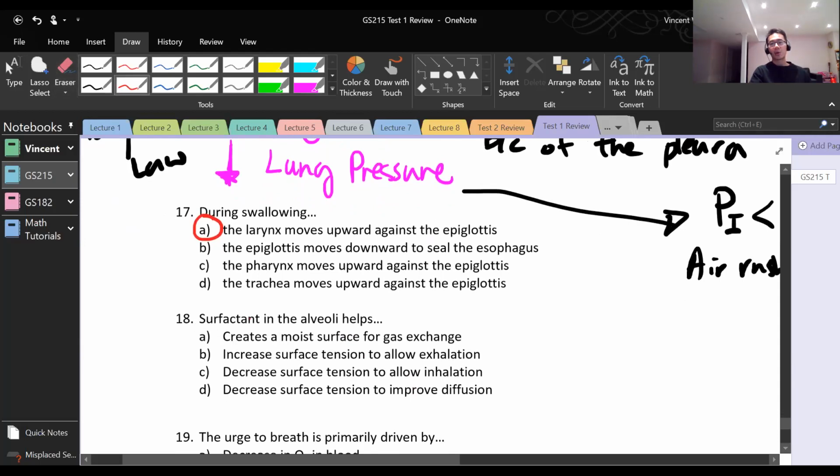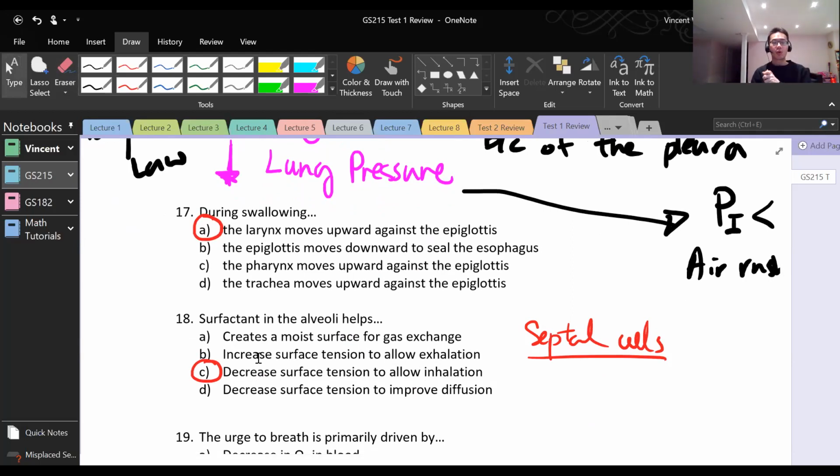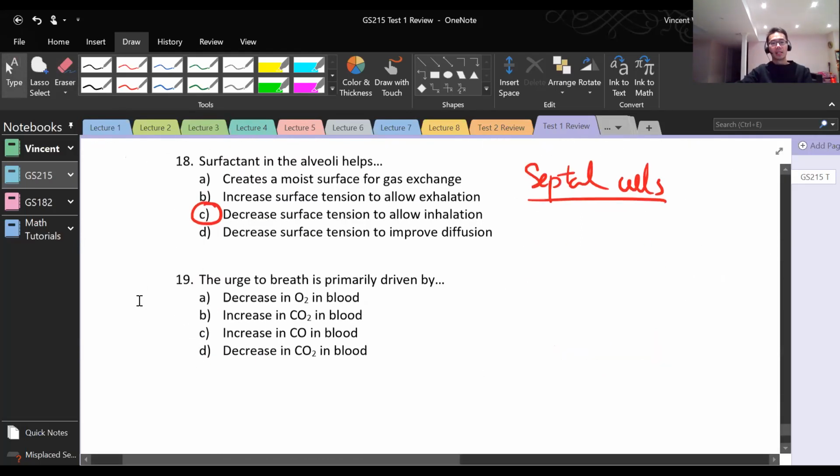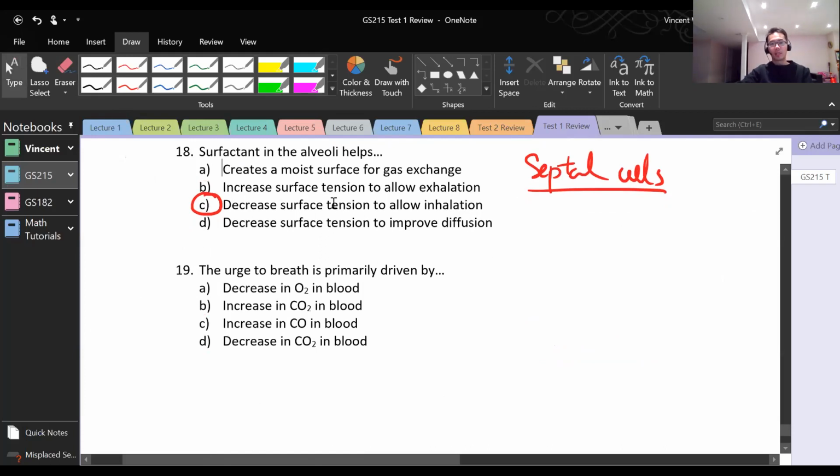Surfactant. Okay? Surfactant is the oily substance produced by the septal cells in the alveoli, right? That breaks down surface tension. So surfactant will reduce surface tension to allow inhalation. We talked about babies who are born prematurely. They don't have their own surfactant yet, making it difficult to open up the lungs, right? There is too much surface tension. So that's why you have to inject the steroid through the nose to break the surface tension to help them breathe.